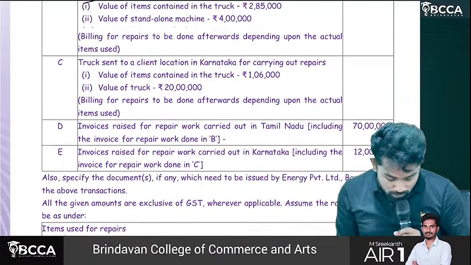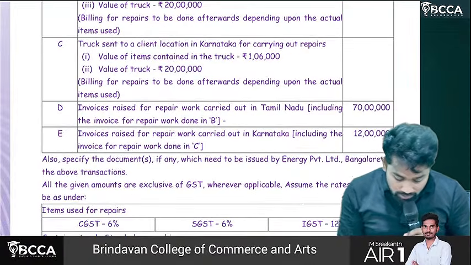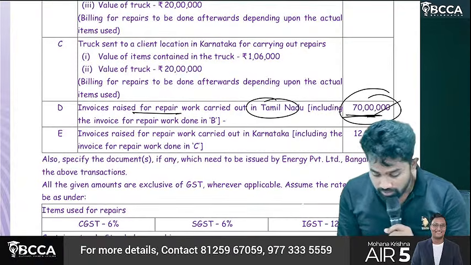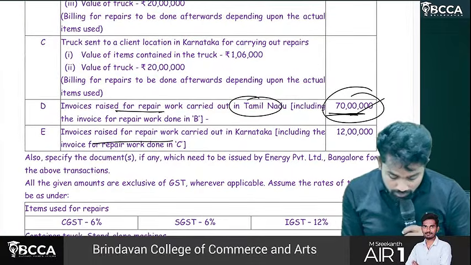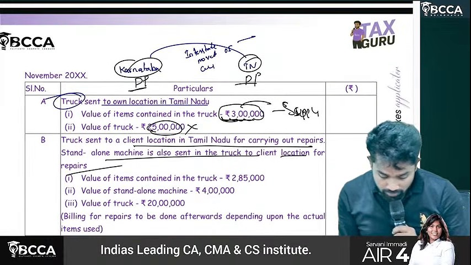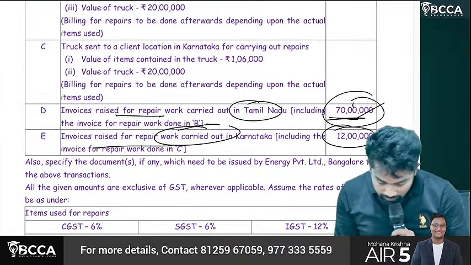The amount billed is the supply. So you can see in D point, they raised an invoice for repair work done in Tamil Nadu, 70 lakhs. So this 70 lakhs is supply. And here, for repair work, 12 lakhs. This 12 lakhs is supply. So what is the total supply value, sir? 3 lakhs, 70 lakhs, 12 lakhs.